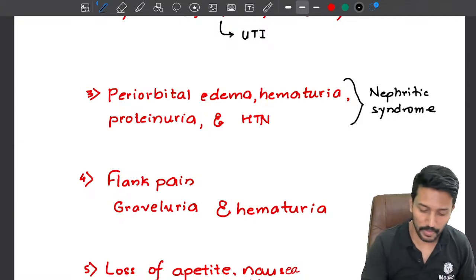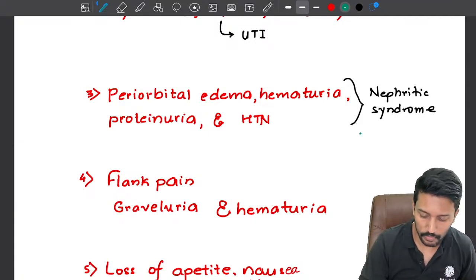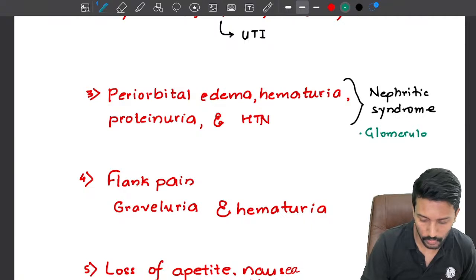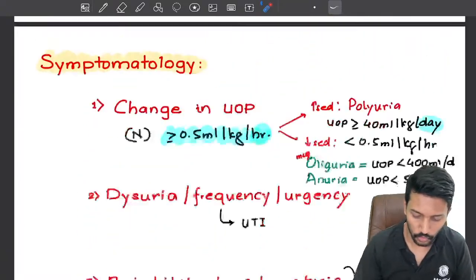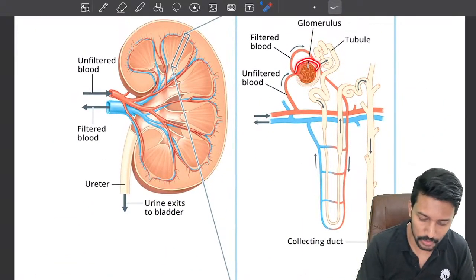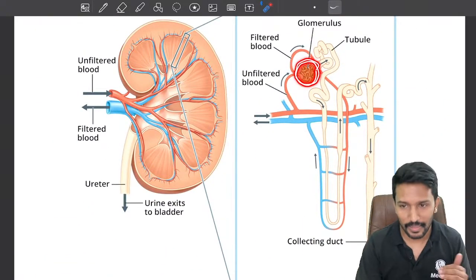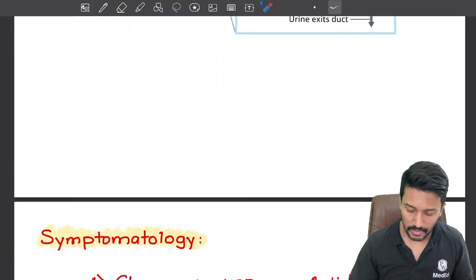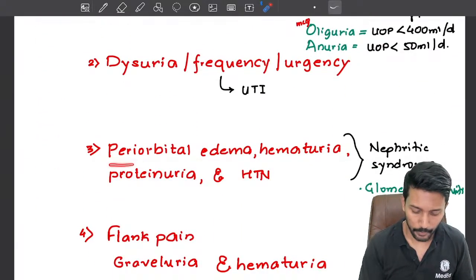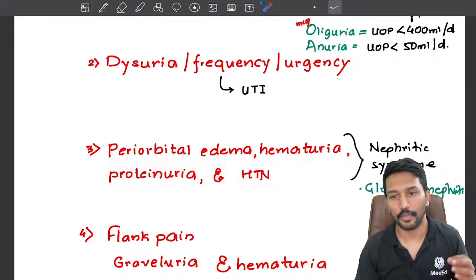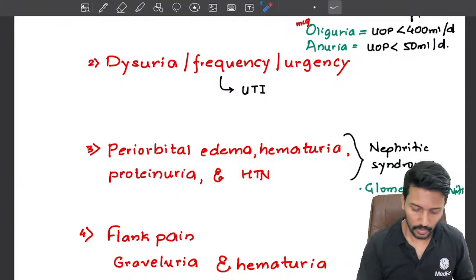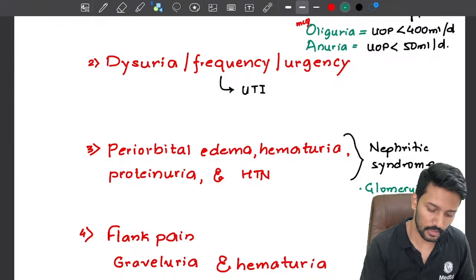Now, when do we see nephritic syndrome? It is usually caused by glomerulonephritis. So basically, when I say glomerulonephritis, it means that the damage is to the glomerulus, right? So if the damage is to the glomerulus, in that case, the patient's presentation will be in the form of periorbital edema, hematuria, proteinuria and hypertension. Clear?